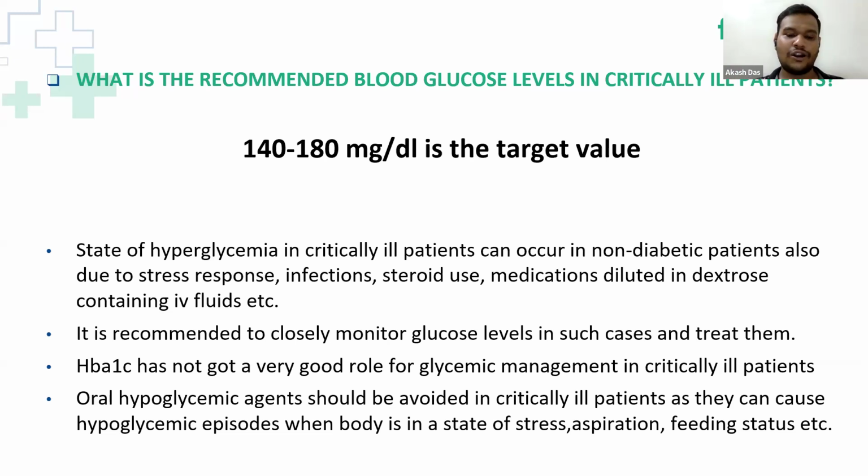HbA1c has not been a very good investigation of choice for glycemic management in critically ill patients, because if your sugars are persistently high, regardless of the HbA1c, you have to treat it. An oral hypoglycemic agent should be avoided in critically ill patients, as it can cause hypoglycemic episodes when the body is in a state of stress, aspiration is there, and feeding status is not very adequate. So always avoid OHAs in your ICU.